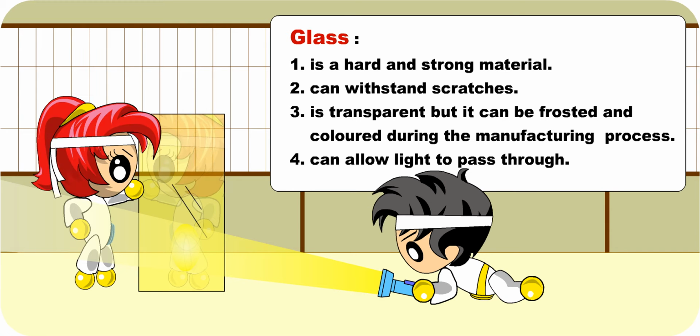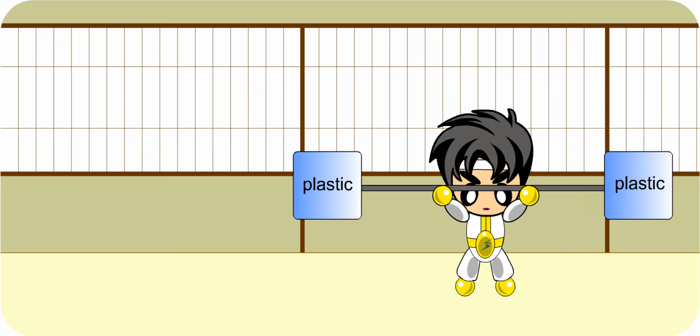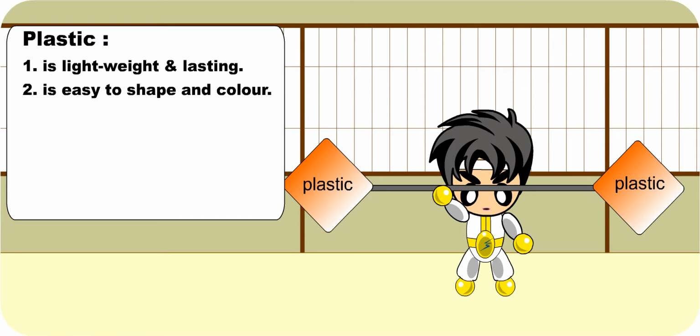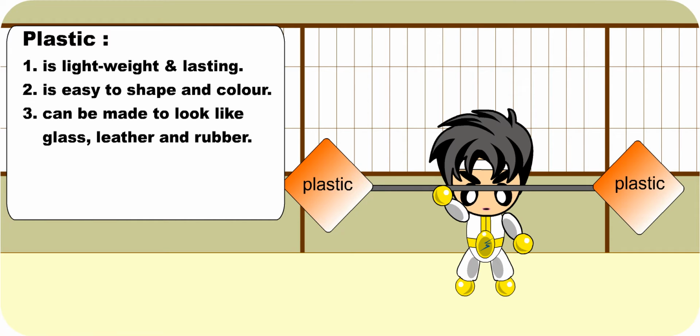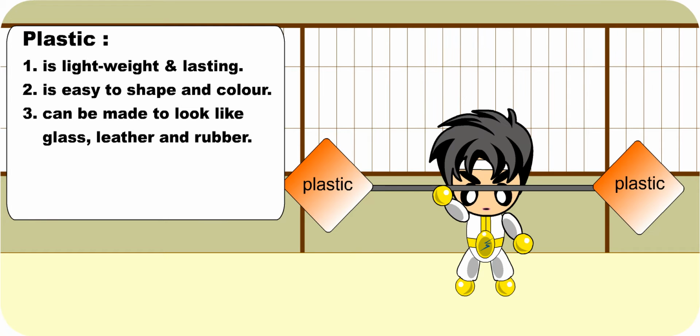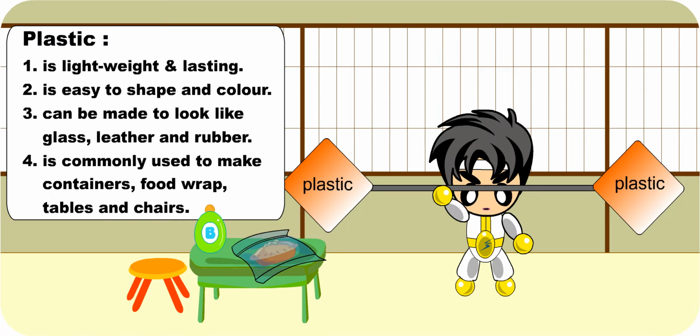What do you think is an important property of plastics? They are lightweight and lasting. Yes, and this makes it a superior material compared to many others. It is also easy to shape and color. They can be made to look like glass, leather, or rubber. Plastics are commonly used to make objects like containers, food wrap, tables, and chairs. That explains why so many things are made of plastics.